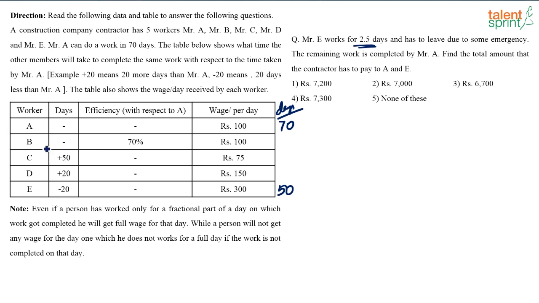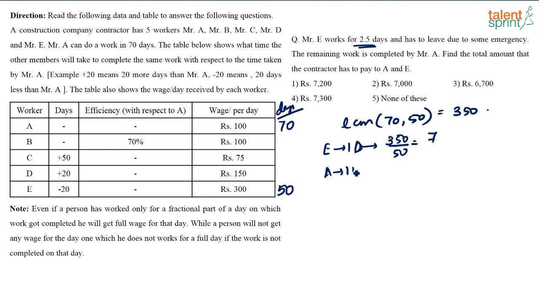So now for this question I am going to consider A and E. Again let's do the LCM method here. What is the LCM of 70 and 50? LCM of 70 and 50 is 350. So what can I say? E in one day, how many units of work will he do? In one day, he will do 350 divided by 50 or 7 units of work he will do.